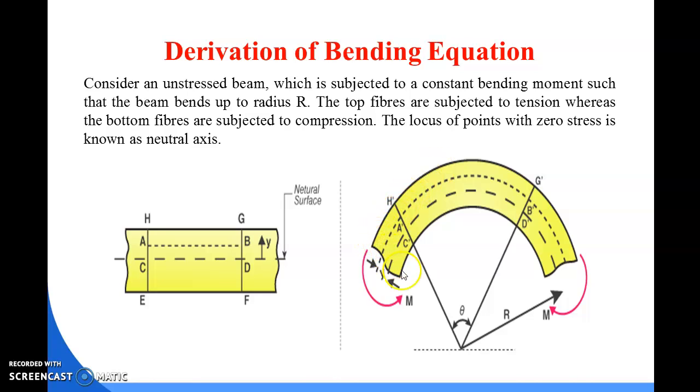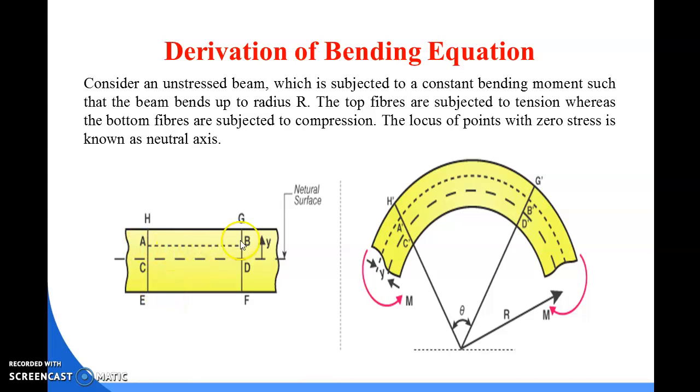Here the bottom part of the beam, that means the bottom fiber, is subjected to the compression zone, and the top fiber, that means this one, is subjected to the tension zone. So you can see the top fiber is stretched out and the bottom fiber is compressed, and this bigger dotted line indicates the neutral axis, which is also known as the locus of points. That means on this line, the stress is equal to 0, whether compressive stress or tension stress.